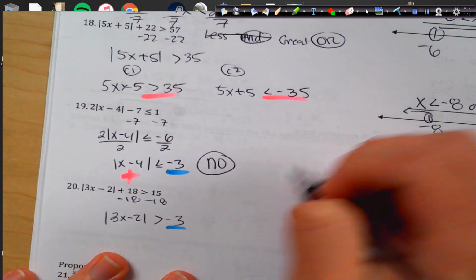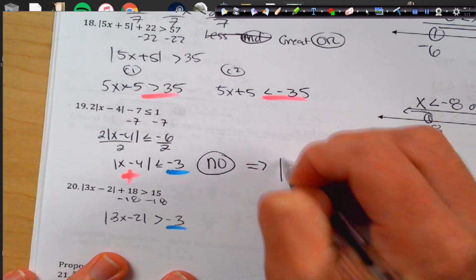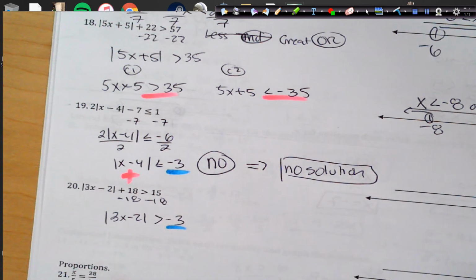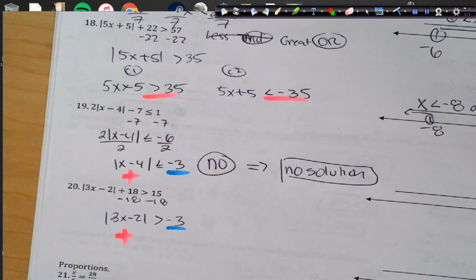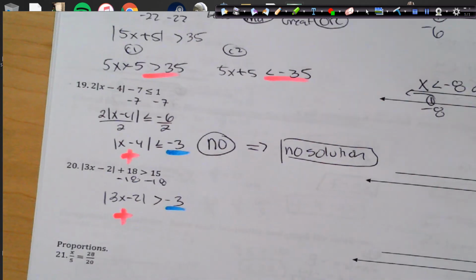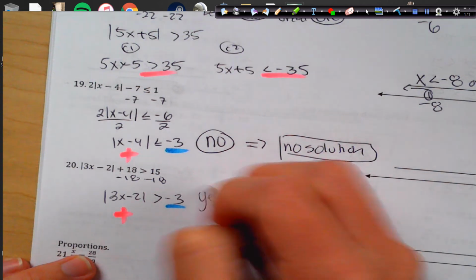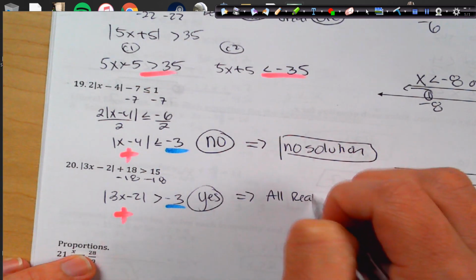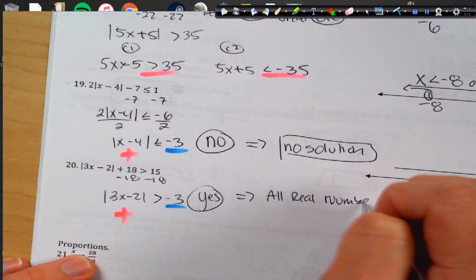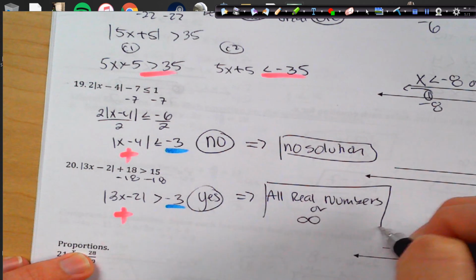So we know that this is going to be a no solution. There's nothing I can do to make this work. Over here, can a positive be greater than negative 3? Yeah, every positive number in the world is bigger than negative 3. So the answer is yes. So that means I have infinite solutions, or all real numbers, right? Whatever you want to write there as our final answer.